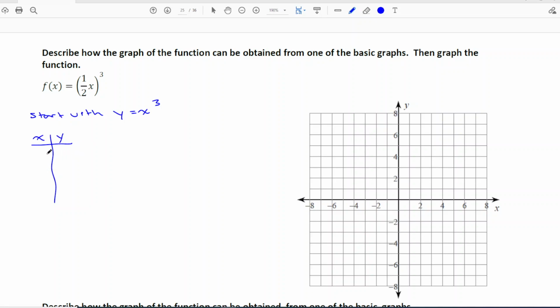So for our values of x, let's choose -2, -1, 0, 1, 2. And then the y value is just going to be that x value cubed. So we'll get -8, -1, 0, 1, and 8. So at negative 2, we're at negative 8. Negative 1, we're at negative 1. 0, 0, 1, 1, and 2, 8.